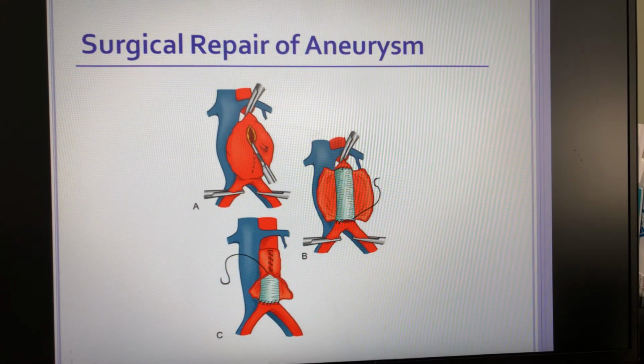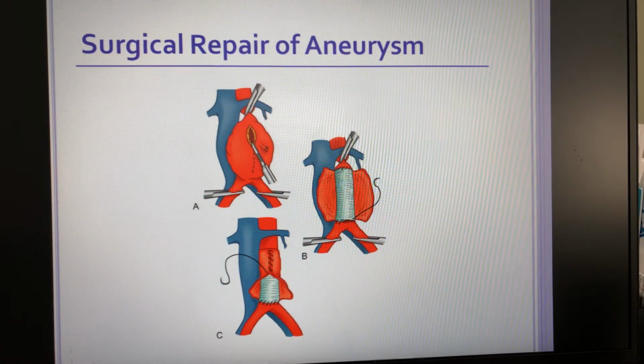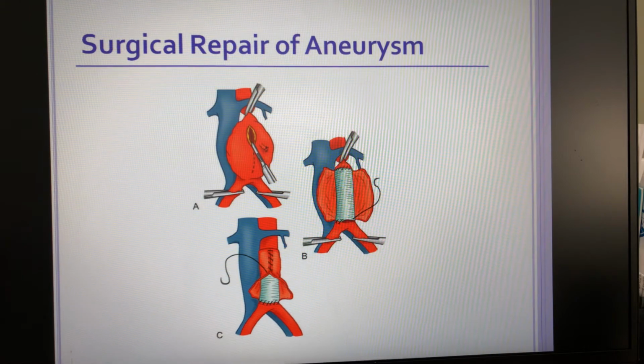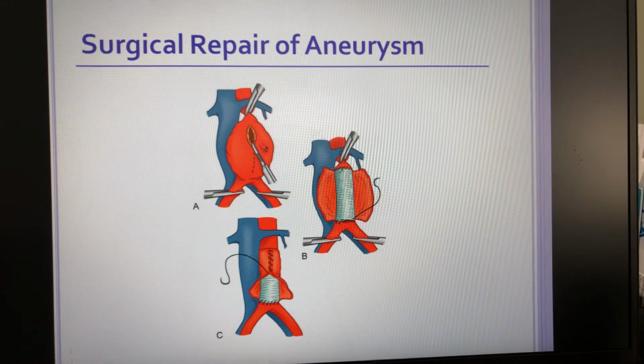A is incising the aneurysmal sac. B is insertion of that synthetic graft. And C is suturing the native aortic wall over the synthetic graft. So all of these are techniques that can be utilized in surgical repair of the aneurysm.